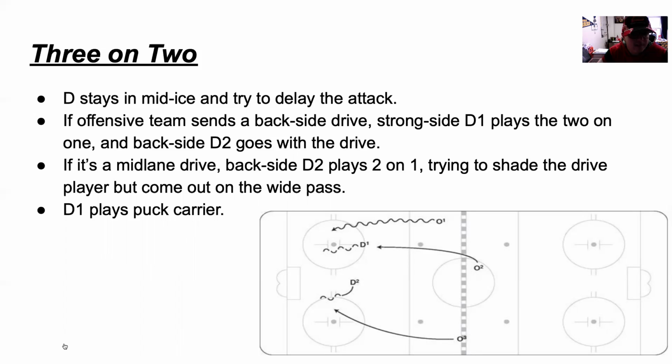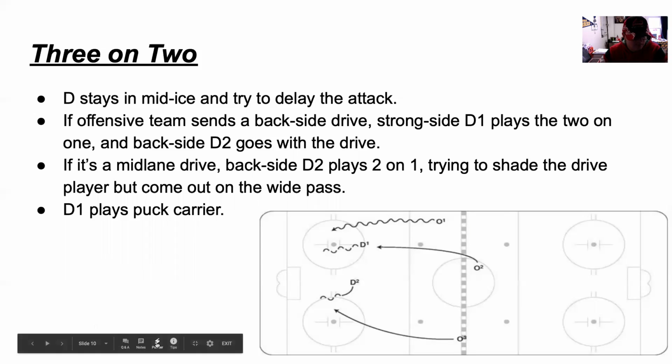And if the offensive team sends a backside drive, strong side D1 plays the 2-on-1, and backside D goes with the drive. And if it's a mid-lane drive, backside D2 plays a 2-on-1, trying to shade the drive player, but come out on the wide pass, and D1 plays the puck carrier.